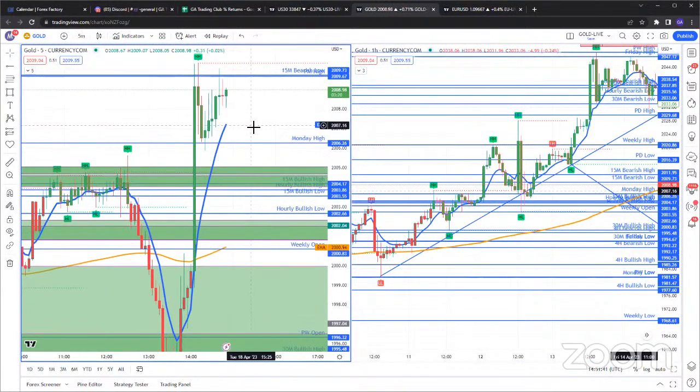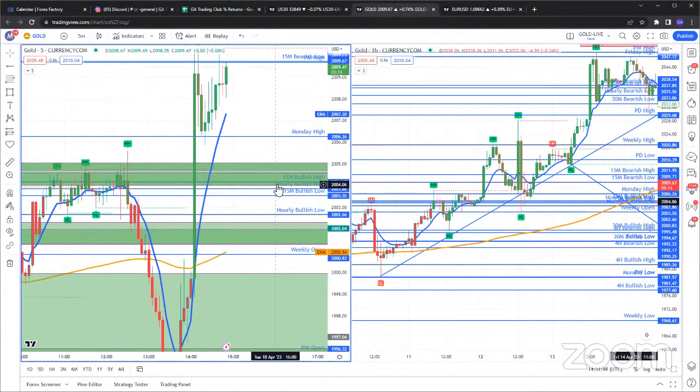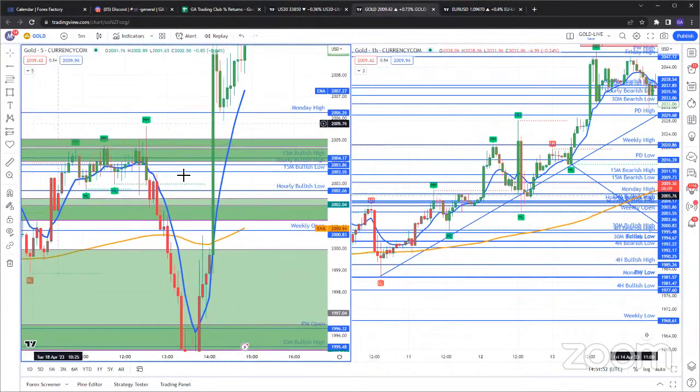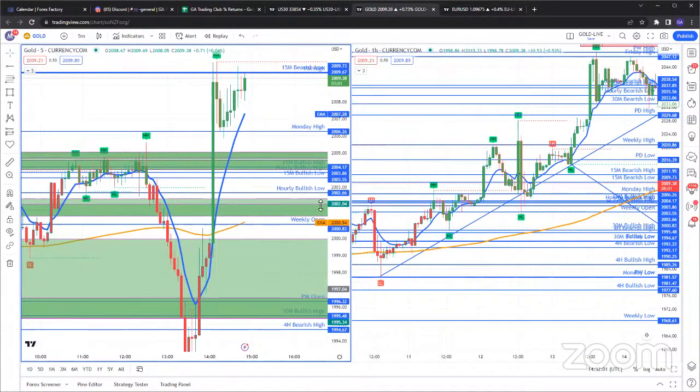So one way you can enter a buy right here on gold is for the retest of the 9 EMA around 2007, or you can wait for price to come back down to the hourly bullish high and hourly bullish low. So the hourly bullish high is 2004, hourly bullish low is around 2002, which also is playing around with the psychological number, which is around 2000.